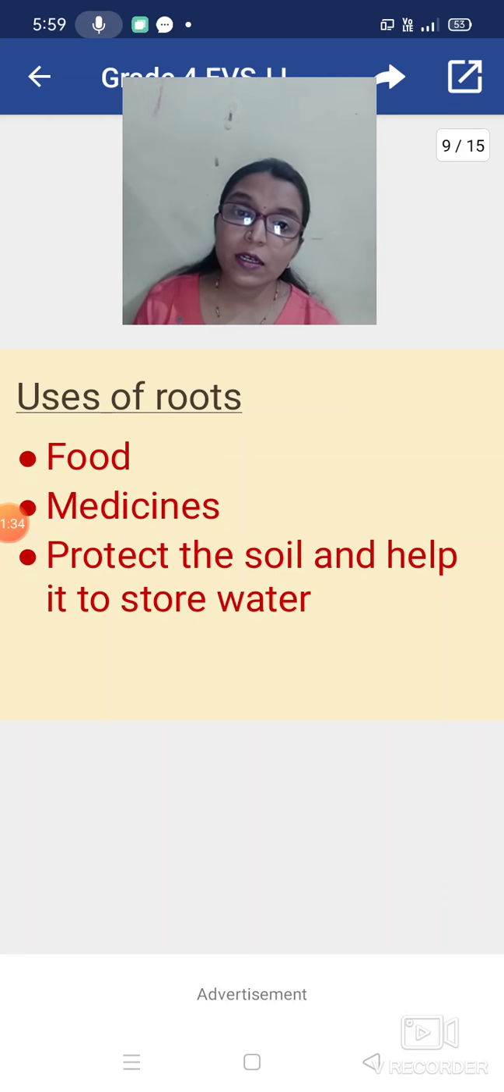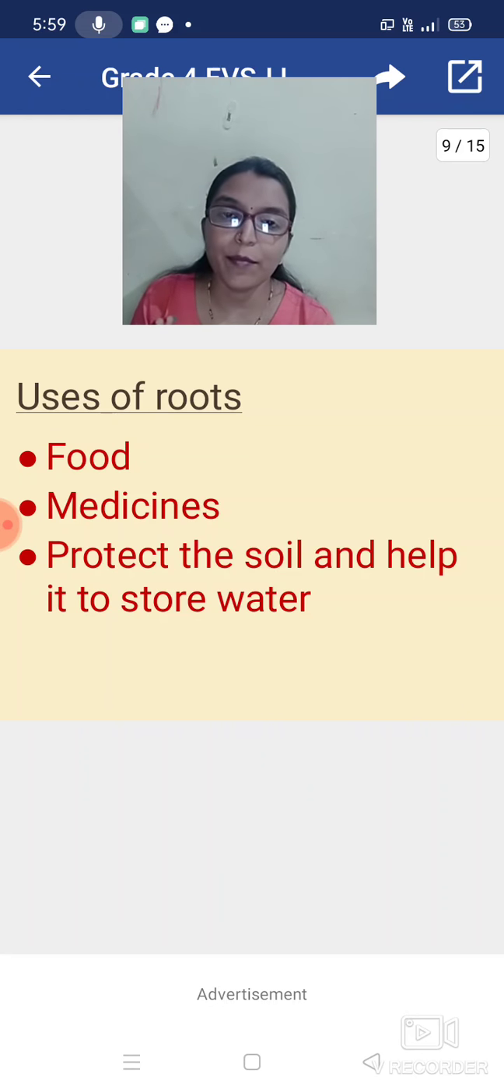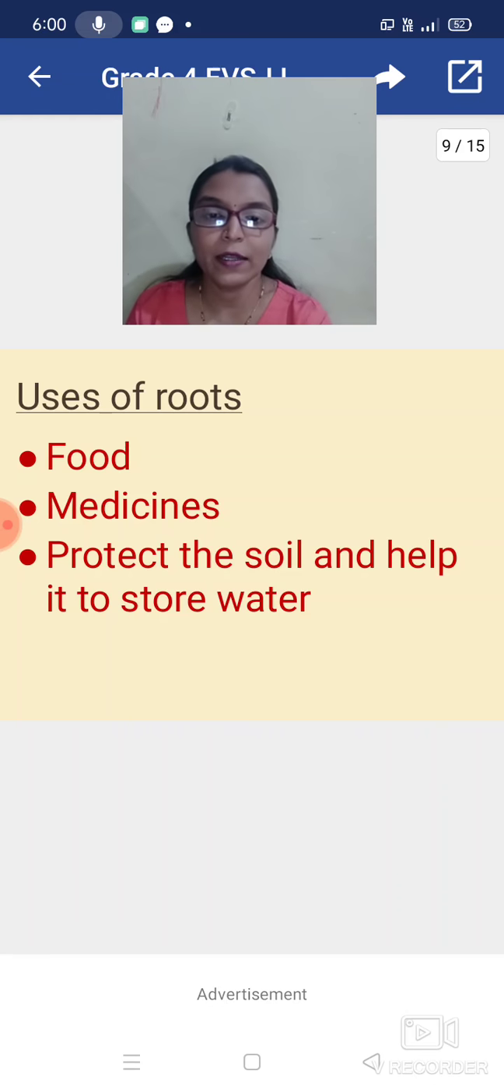Which ones can we use as medicine? That is turmeric and ginger. Ginger and turmeric look the same, but turmeric has a yellow color in the middle, and it is very useful as a medicine. The next thing is it protects the soil and helps it to store water, and it can supply the water to the whole plant.